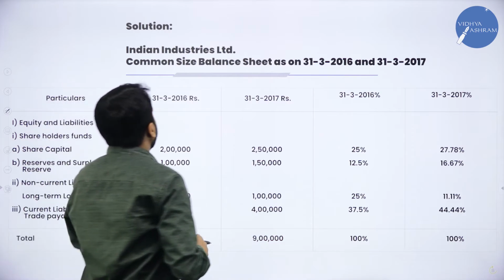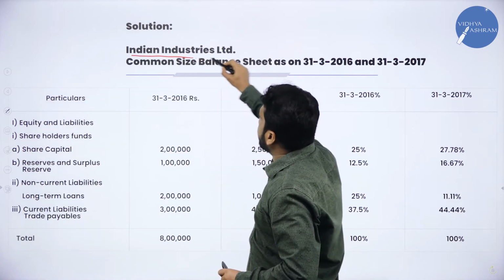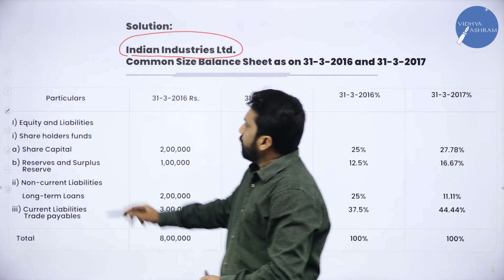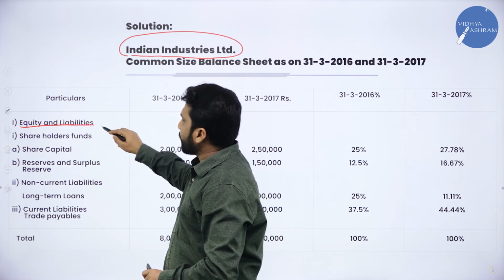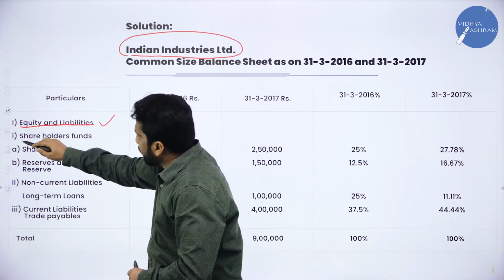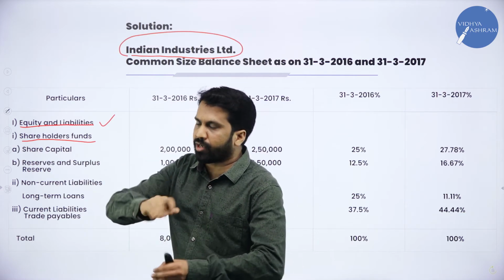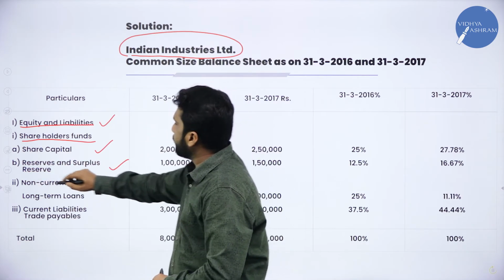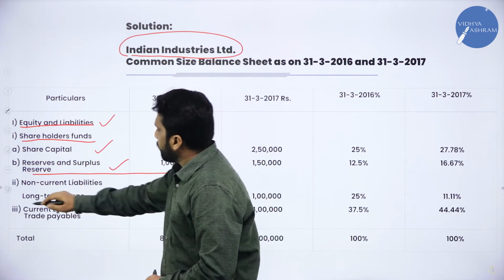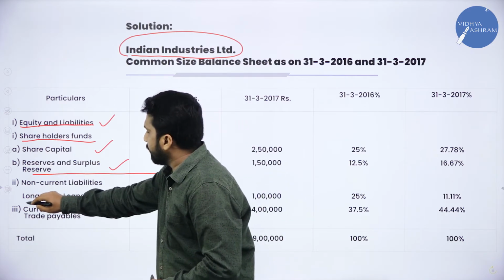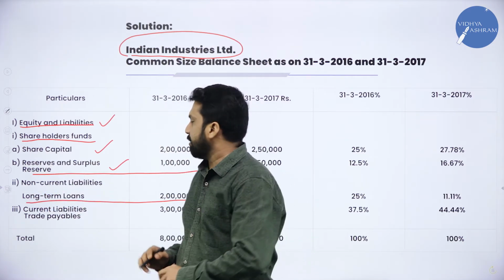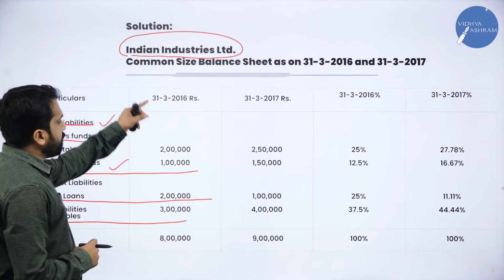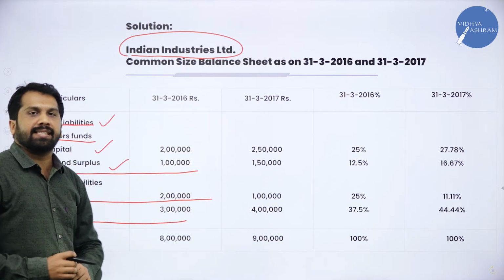Now, solution. As I told you, you have to mention the name of the company. That is a must. Now, under equity and liability, there is a common heading. Under that, we have shareholders' fund. Under shareholders' fund, we have share capital and reserve and surplus. Then we have non-current liability and current liability. These are the information we have, and we have 2016 and 2017 also.